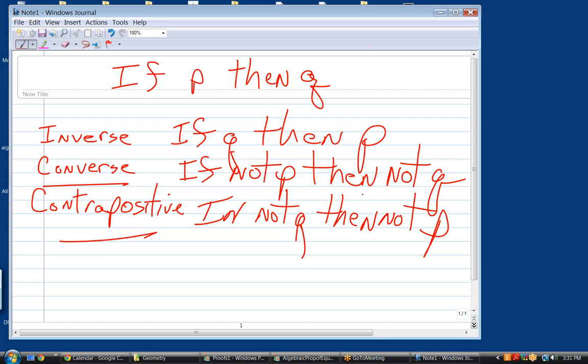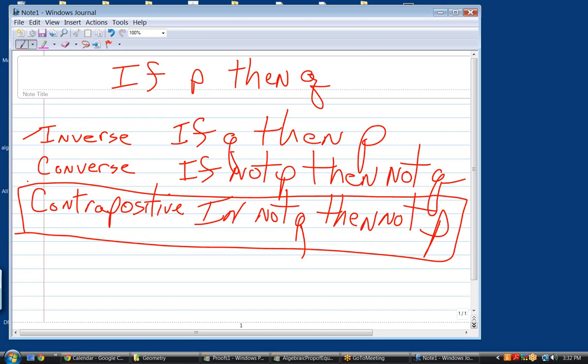All right. Okay? And that's really the easiest way to remember it. If you remember that you need the word con and it's got a not in front of both, and if inverse is just switching the two, then converse has to be this and contrapositive has to be this. Which one of these three is always true? Contrapositive? Yes.